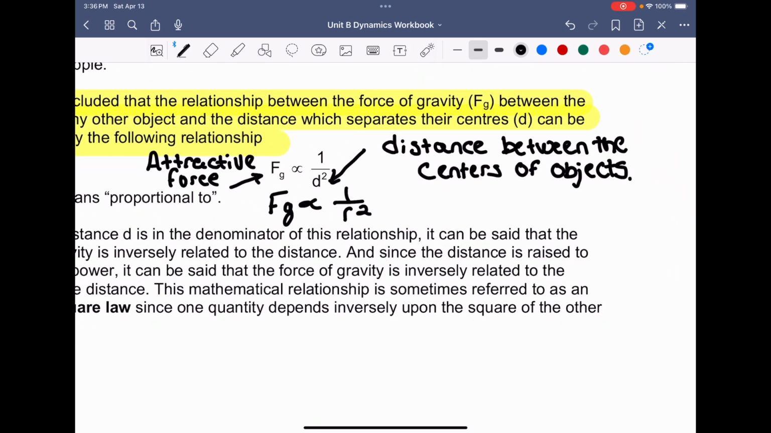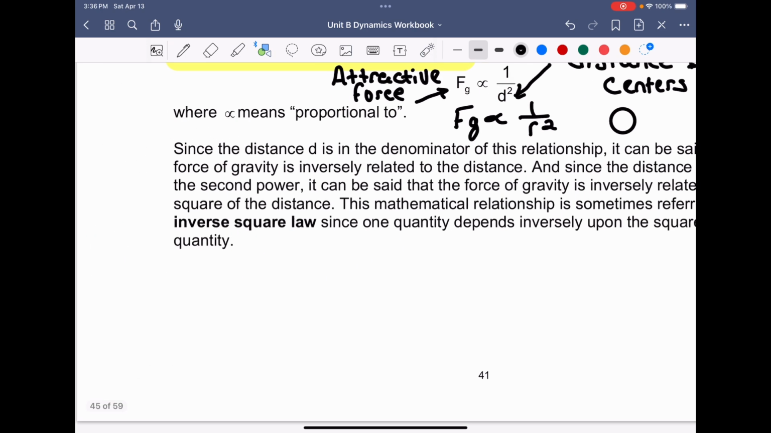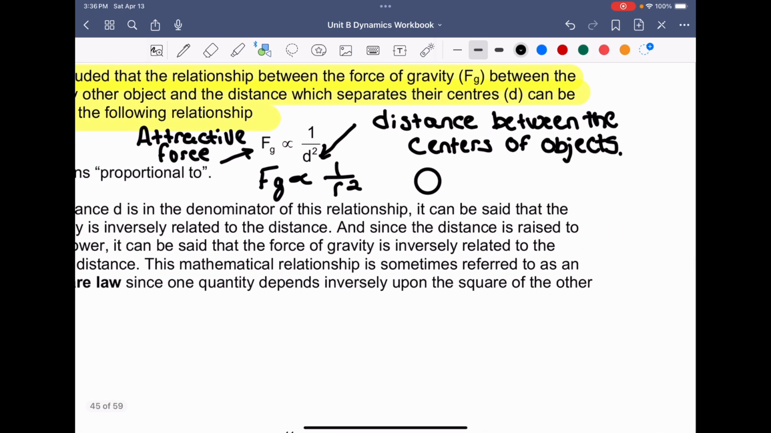And even to write this out off to the side here, what I'm going to do is just put a circle. I'm pulling that off to the side there. I'm going to put a circle, and then the center to center distance is, I put a center dot here, a center dot here.